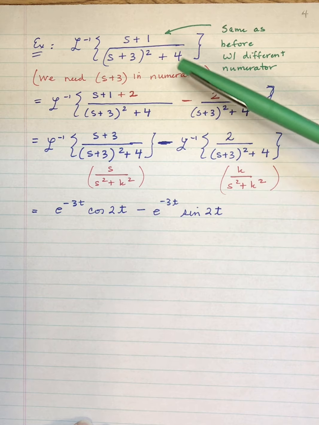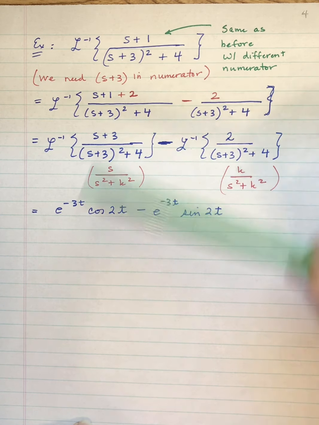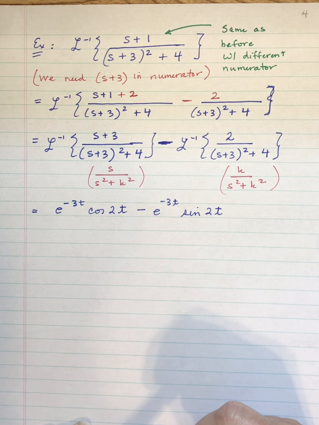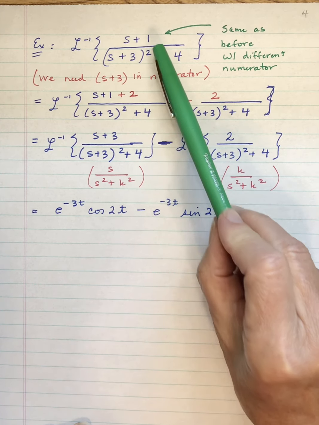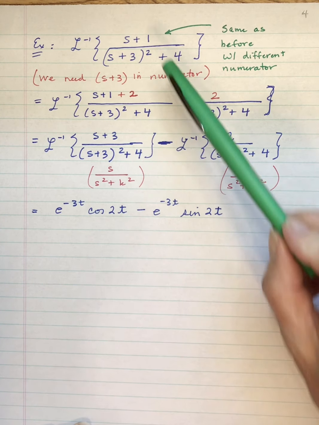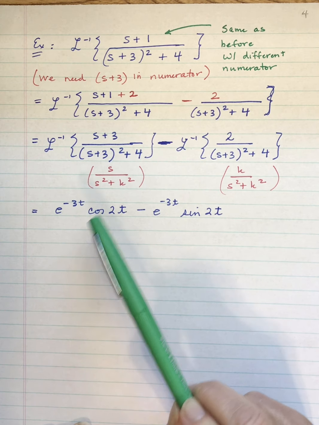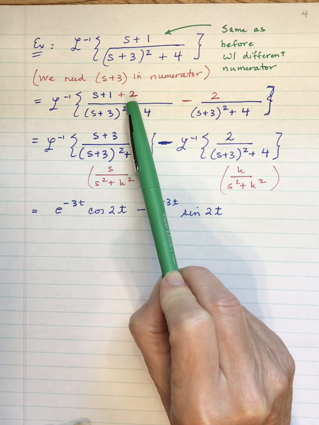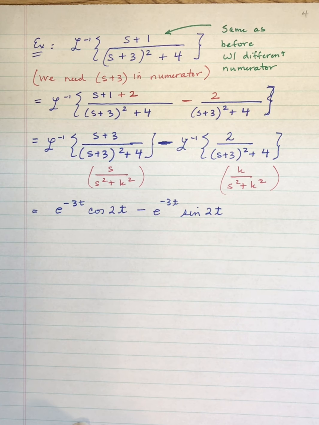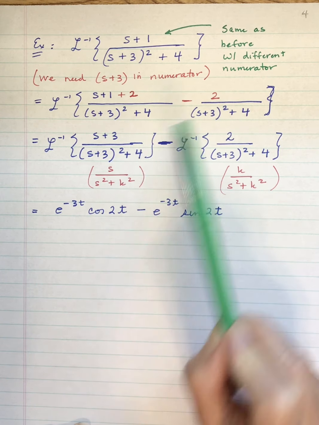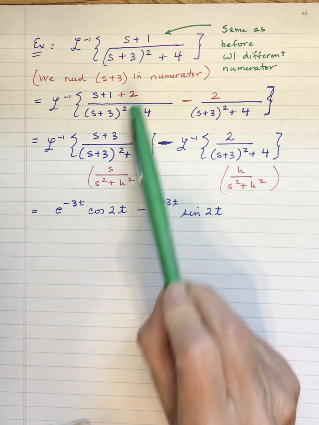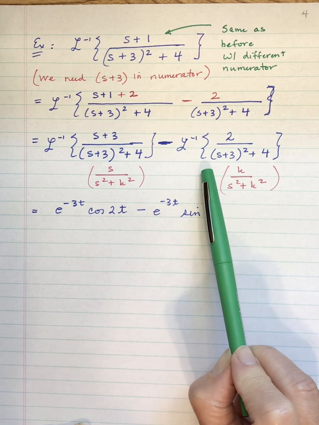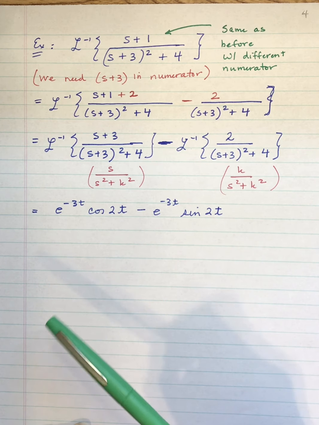So here, instead of having an s plus 3, we have an s plus 1. So we need an s plus 3 in the numerator. So this is the same problem as before, but we changed the numerator. Now if I need a plus 3 there, I can make it a plus 3 by adding a 2 to that expression. Well, if I add a 2 there, I have to subtract a 2 from it. So I just basically split it up into two different fractions. So this first one has the s plus 3 like we had before. This one has minus 2 over s plus 3 squared plus 4.